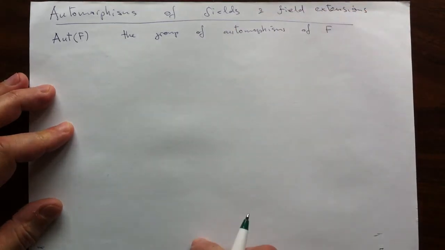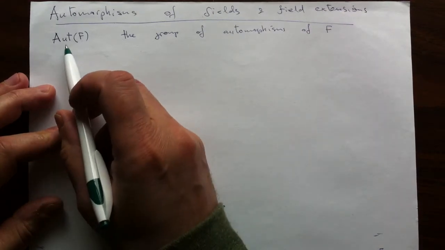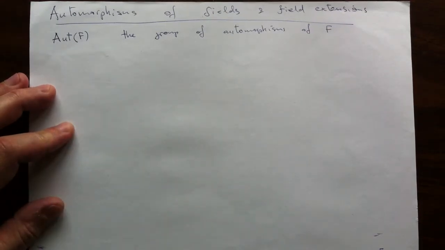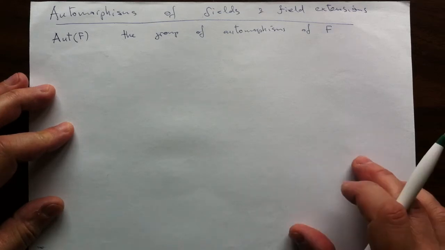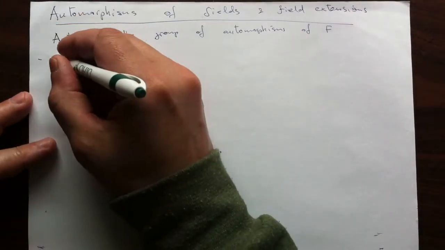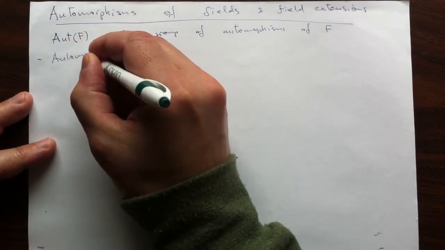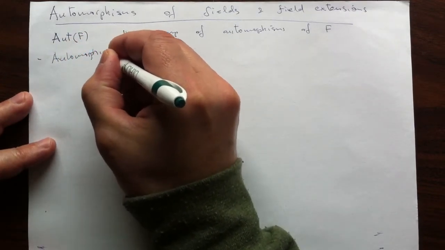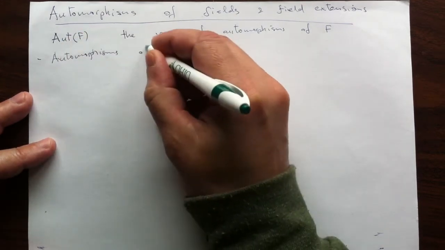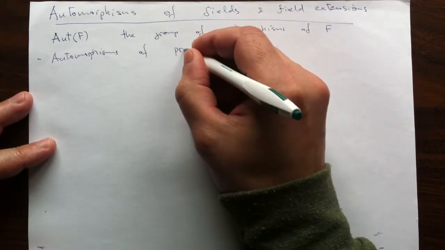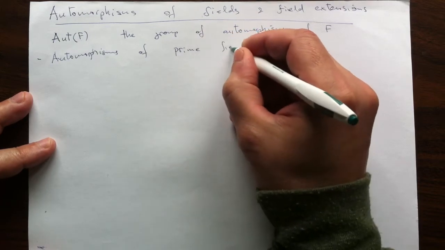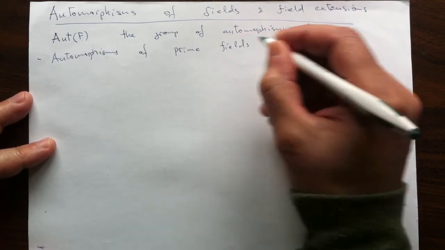Of this field F. So it will be the group of all homomorphisms from F to F which are bijective, and for the case of a field it's enough to be injective or surjective. The first easy fact is that automorphisms of prime fields are trivial.